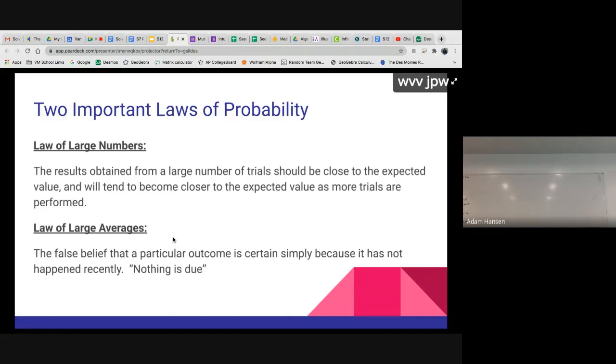Nothing is due. You're not due to get heads just because you haven't flipped a coin and gotten heads in a while. You're not due to spin the roulette wheel and land on black just because you got a whole bunch of reds in a row. It's the same chance each and every single time. No outcome is due.